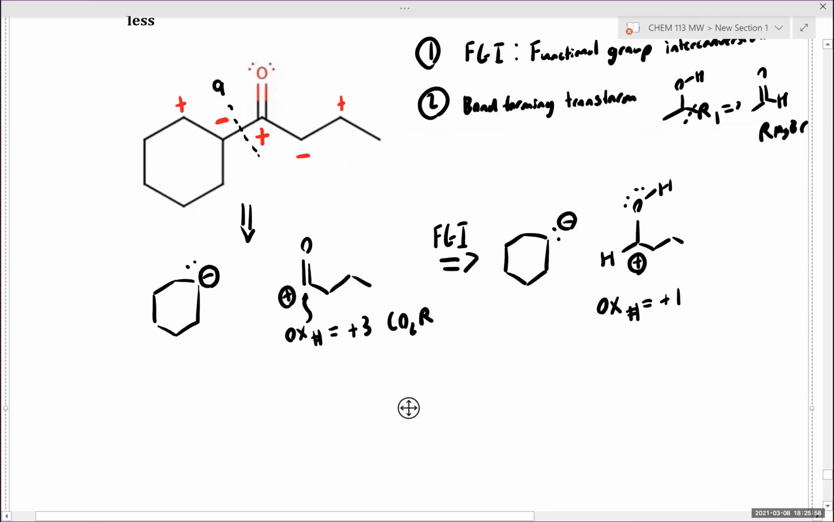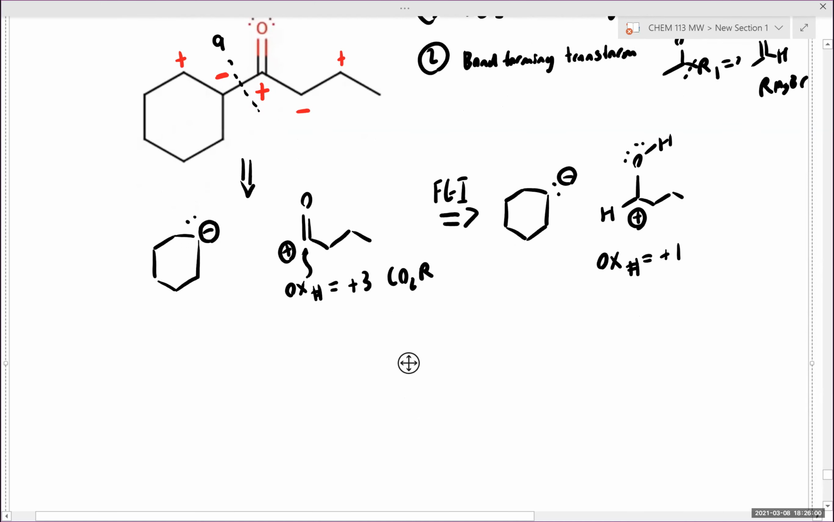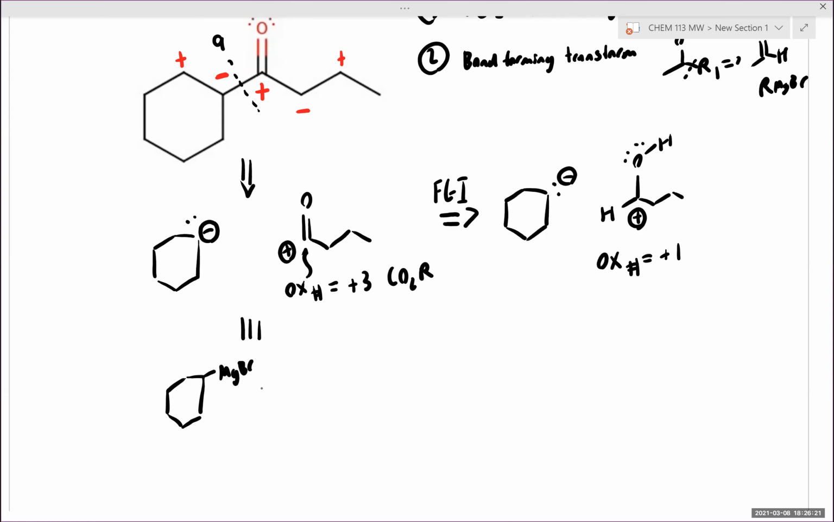So let's look at what happens if we convert each of these synthons into appropriate fragments. In the first case, our nucleophilic cyclohexane fragment will just be a Grignard, cyclohexyl magnesium bromide. Super easy to buy, super easy to make, no big deal.